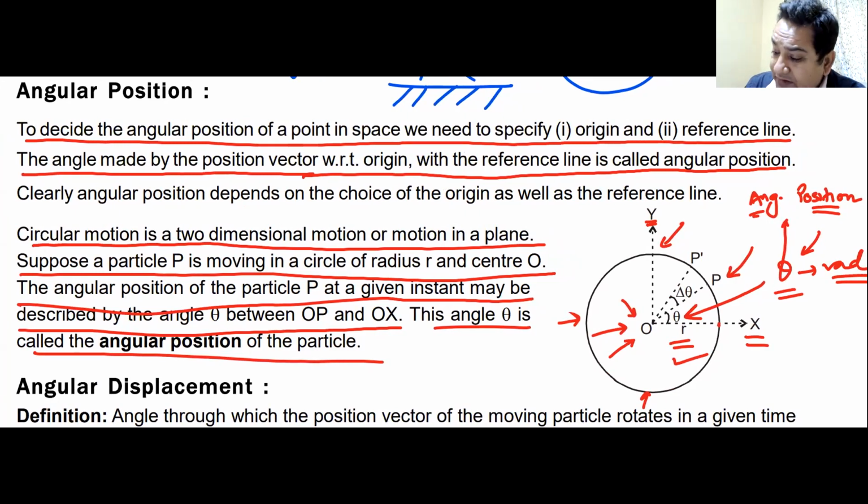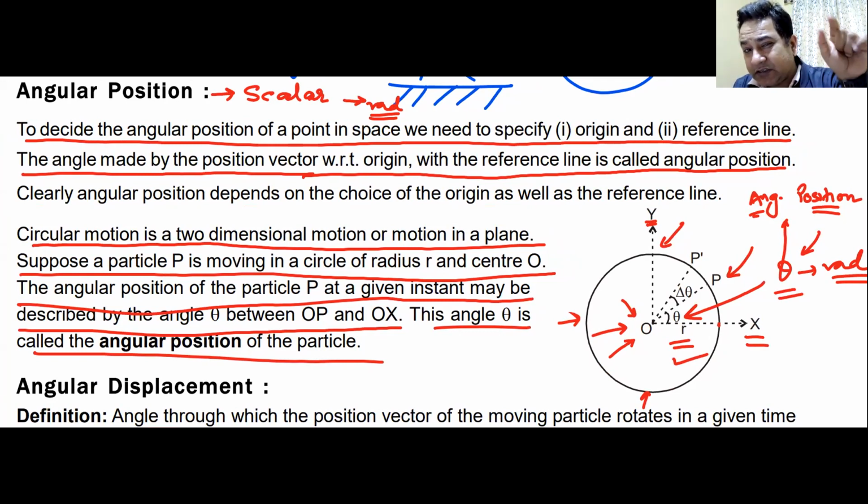Remember, it is a scalar quantity. Remember, it is a scalar quantity and the SI unit is radians. It does not have any dimension, but it has a unit. Remember, angle is one thing that has a unit but no dimension.